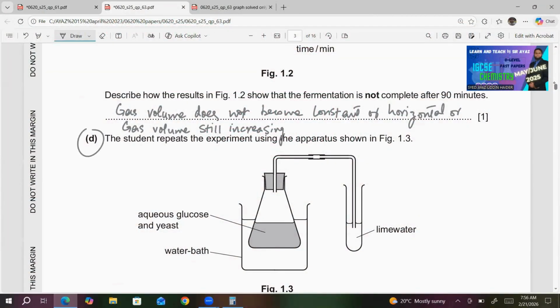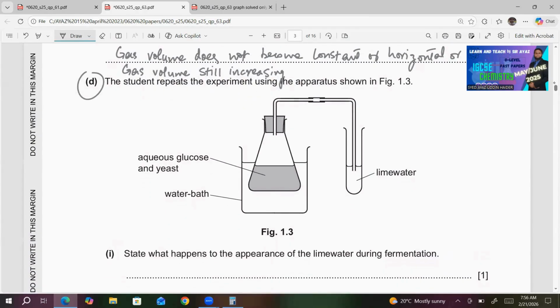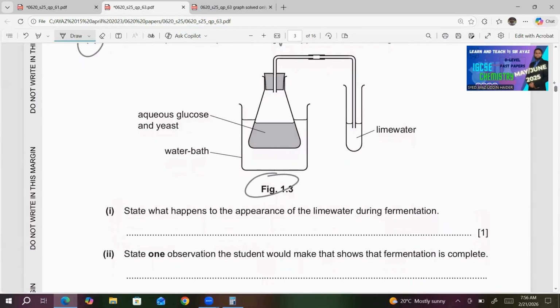Part D. The student repeats the experiment using the apparatus shown in figure 1.3. So here's figure 1.3. See the apparatus. We have aqueous glucose and yeast, a water bath, and this lime water on the right hand side. 1. State what happens to the appearance of the lime water during fermentation.